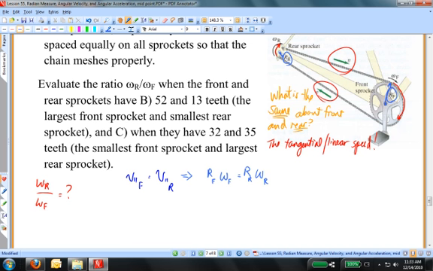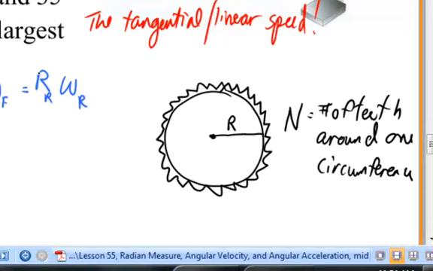Now, how can I relate these radii to the number of teeth that are on the sprocket? Well, let's think about what the sprocket looks like. If I think of the sprocket as a circle, and let n be the number of teeth that's around that circle, then I can relate the number to the perimeter.